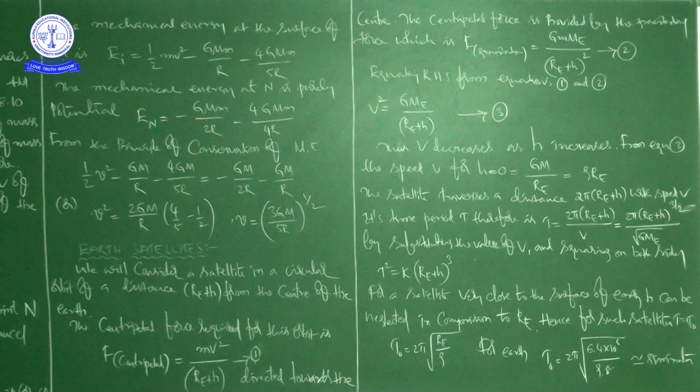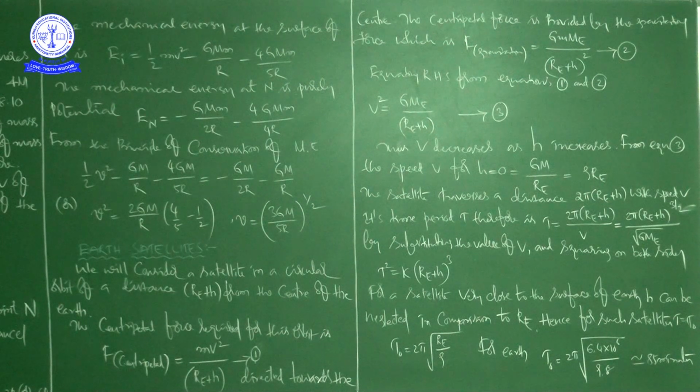Since 1957, advances in technology have enabled many countries, including India, to launch artificial Earth satellites for practical use in fields like telecommunication, geophysics and meteorology. This is the application of Earth satellites. Now we are going to derive an expression for speed, and we are also going to derive an expression for time period.